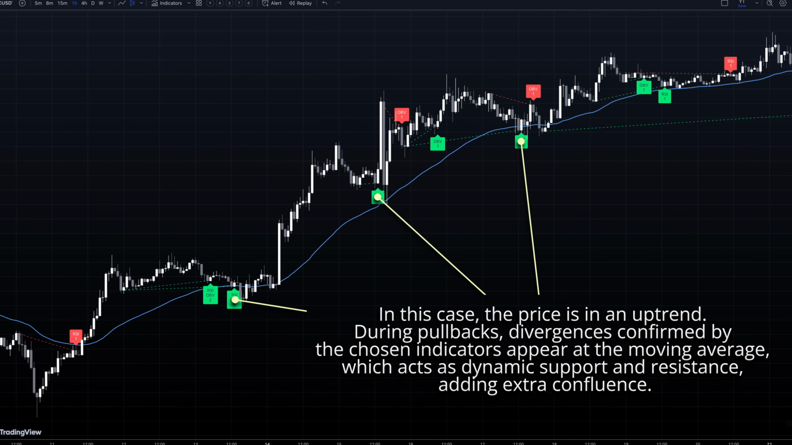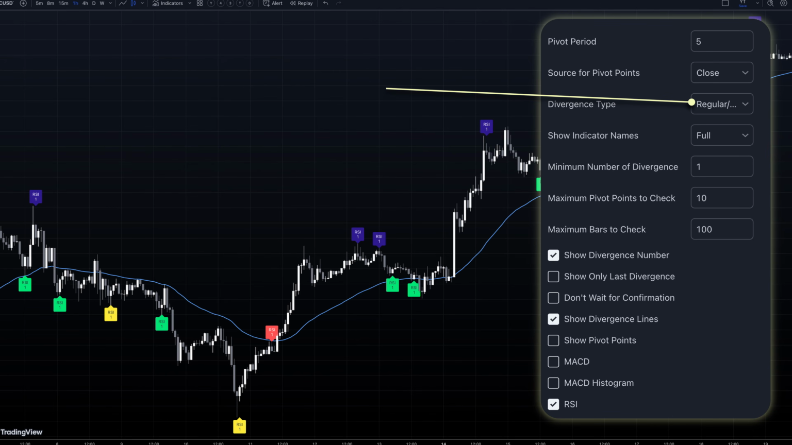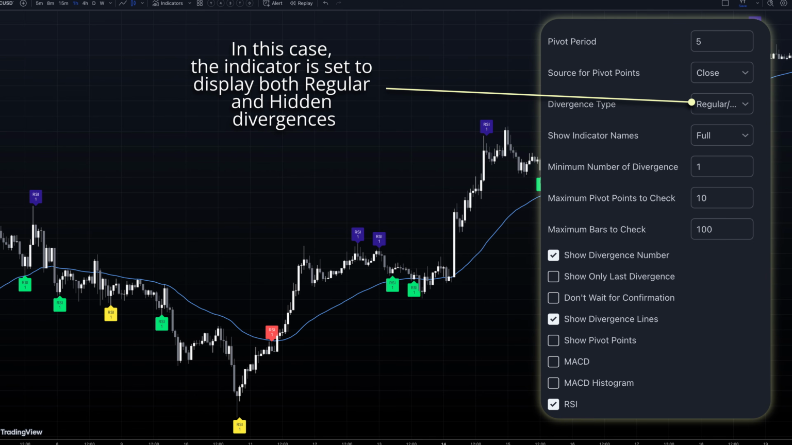Hidden divergence, on the other hand, works well in markets with a clear trend. For example, in an uptrend, you want to see the price forming higher highs and higher lows. In a downtrend, you want to see lower lows and lower highs. Hidden divergence is most effective during pullbacks when the trend temporarily pauses, especially near moving averages that act as dynamic support or resistance.